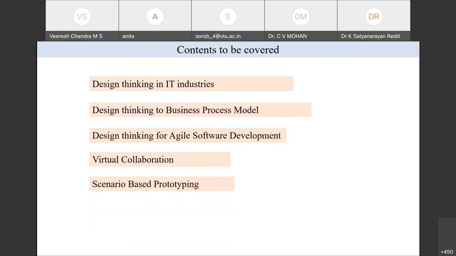Finally, scenario based prototyping. What exactly is scenario based prototyping? Almost all of these I have explained in brief, but still we will go in detail now. So what is scenario based prototyping? How exactly can scenario based prototyping be done? What is a scenario? How exactly can a scenario be represented? How exactly do the customers benefit from scenario based prototyping?